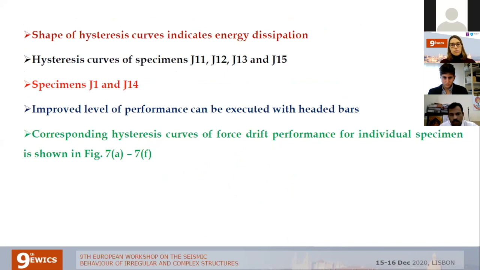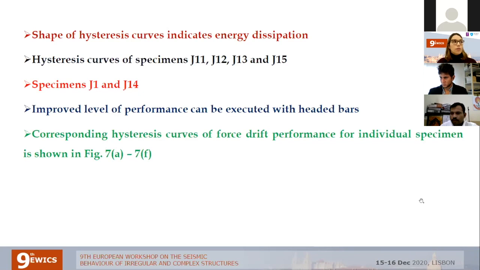The hysteresis curves of specimens J11, J12, J13, and J15 look wide and stable with higher energy dissipation at each primary loading cycle. Specimens J1 and J14, although they failed in the joint, exhibit a satisfactory hysteresis response up to drift 2%. An improved level of performance can be achieved with the headed bars even without joint hoop reinforcement. The corresponding hysteresis curves for the force drift performance of the individual specimens are shown in the following figures.